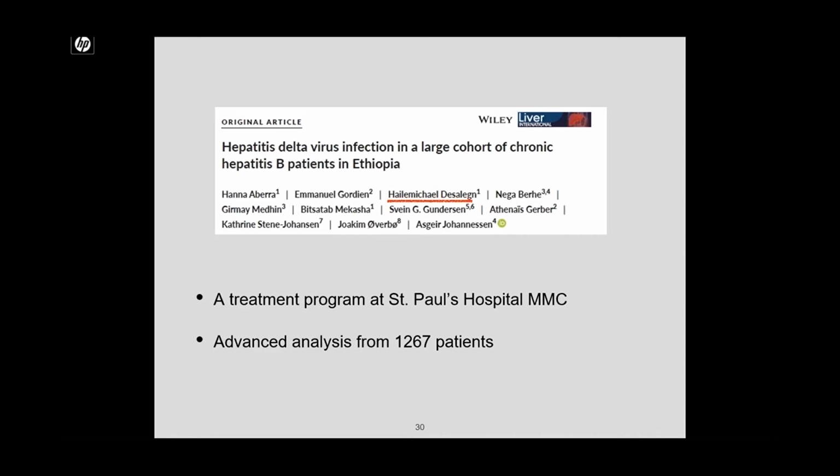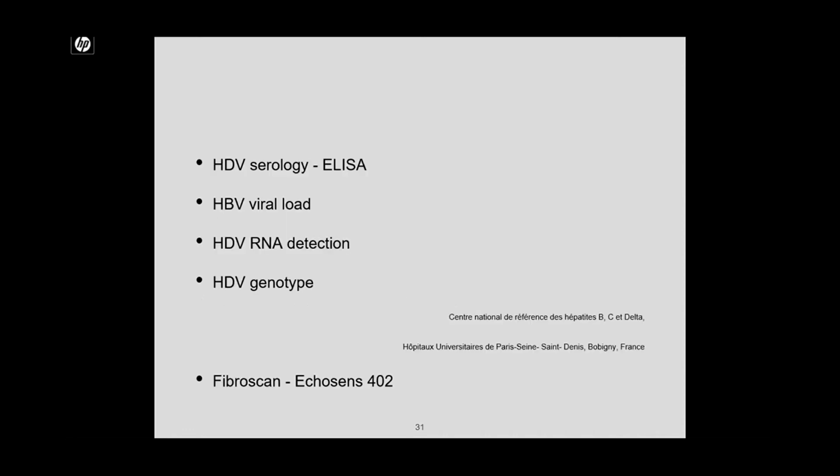With that aim, we also screened patients for hepatitis delta. So we recruited around 1,267 patients for this advanced analysis of hepatitis delta infection. These are the different tests that we have done, and probably we'll discuss them in the challenges. Getting hepatitis D virus serology is difficult, and also hepatitis B viral load, hepatitis D virus RNA, hepatitis D virus genotype. I will give great emphasis to this guy in France, whose center is accredited to also do hepatitis delta testing, Emmanuel Gordon. He has helped out in this.